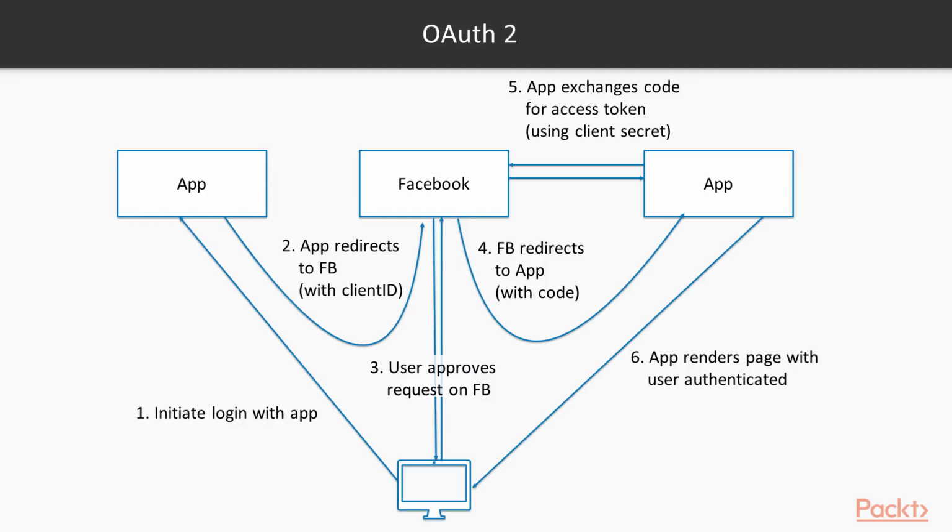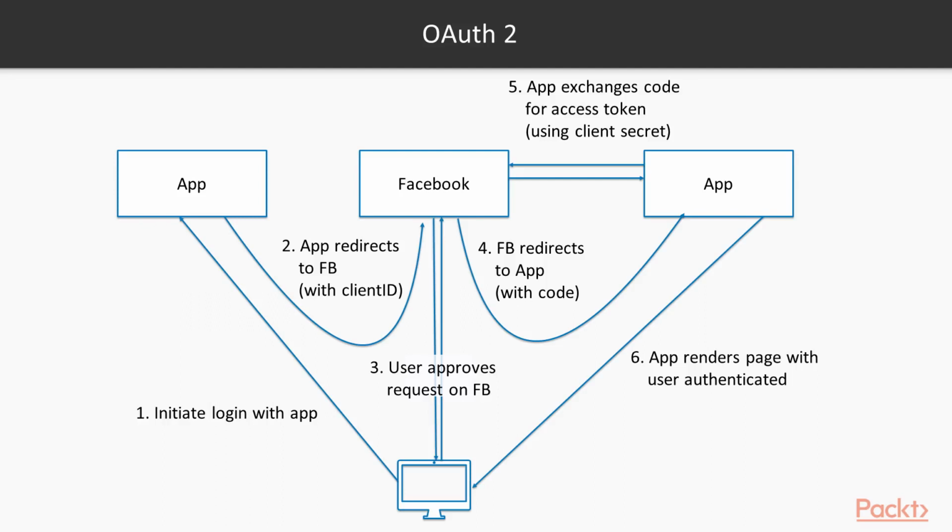The next step in the process is the user completing the authentication on the third-party site, in this case Facebook. This could involve them logging into Facebook if they're not already logged in, and at a minimum it will require them to approve this login the first time they log into any given app. Once they've done that, Facebook then redirects the user back to our website and includes a code in the URL.